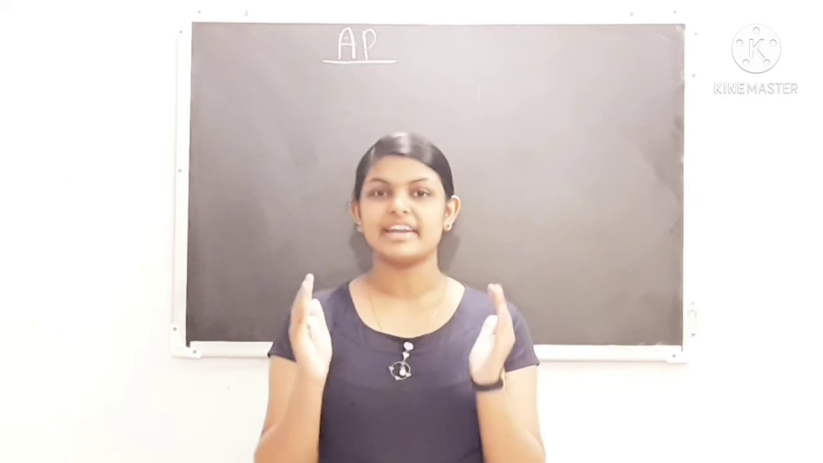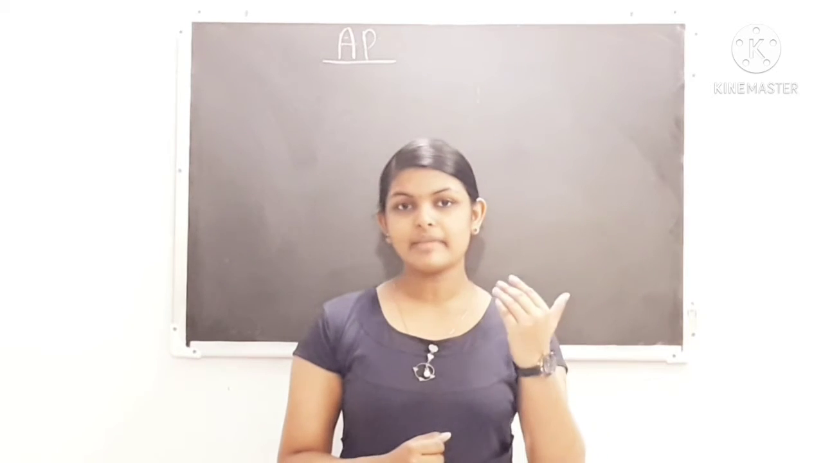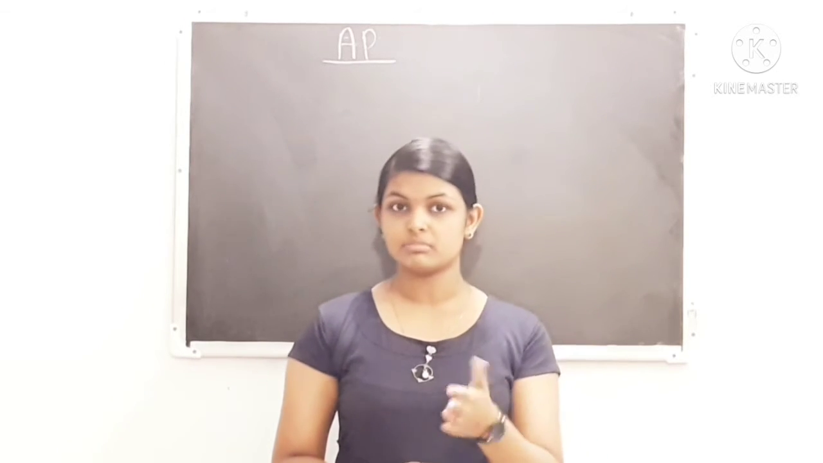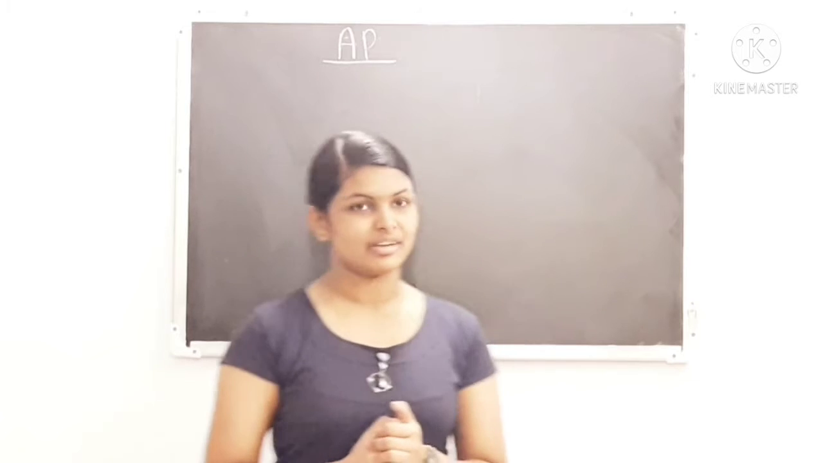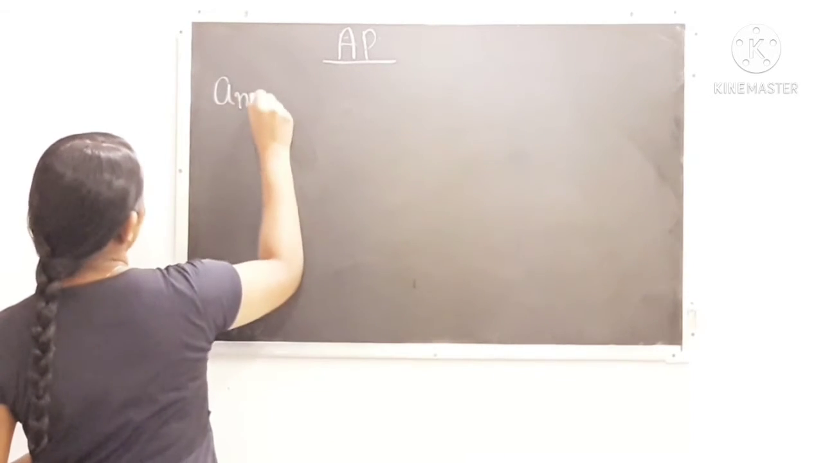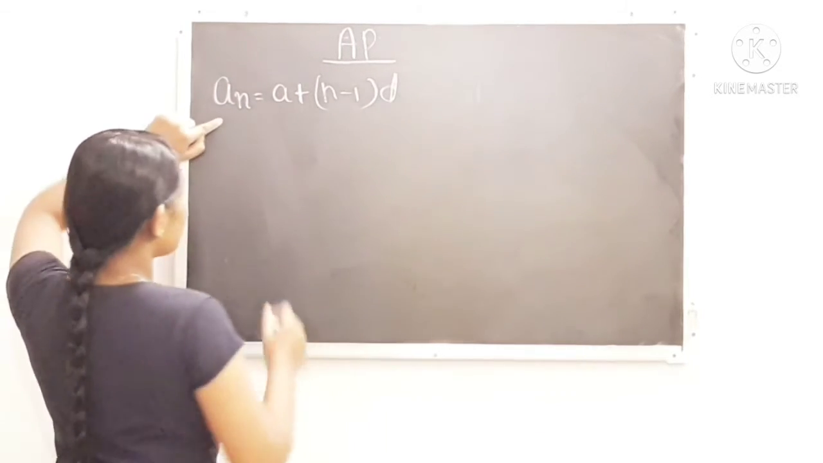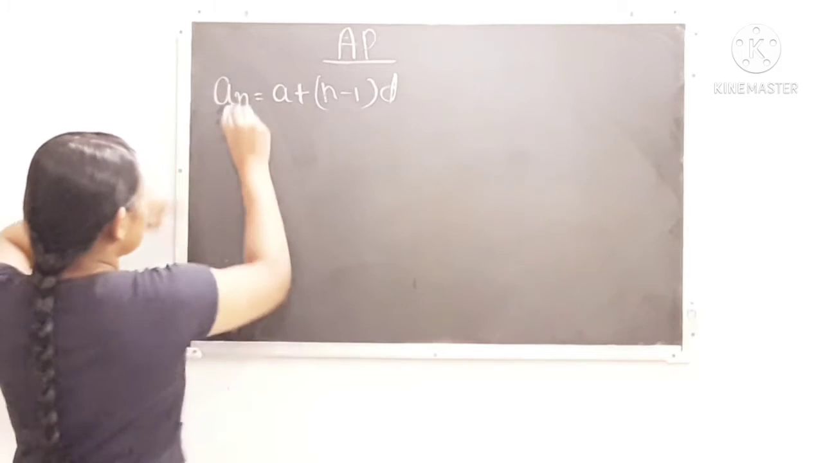Now we can discuss an equation to find the nth term of an AP. This nth term can represent the first term, second term, or any unknown term. So we can write the equation: an = a + (n - 1) d, where an represents the nth term.